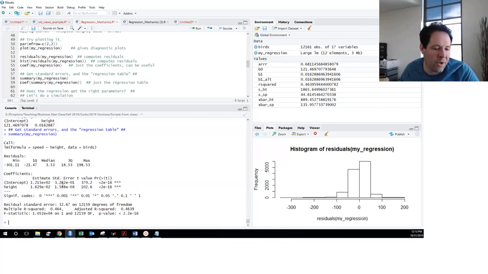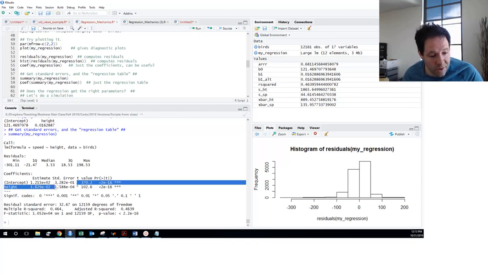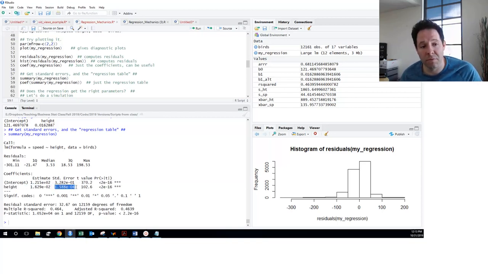Now, thinking back to our inference unit, when we had an estimate for a parameter, we knew that estimate would vary from sample to sample, and that we'd want to quantify how much it would vary. Well, this standard error gives us that for the intercept of the regression, and this standard error gives us that for the slope. We're going to spend more time with that later, but it's worth noting that all of that is stored in here.